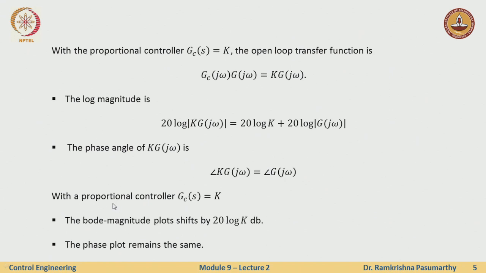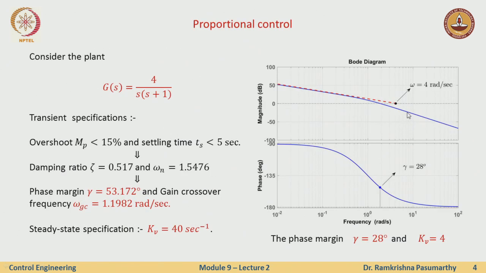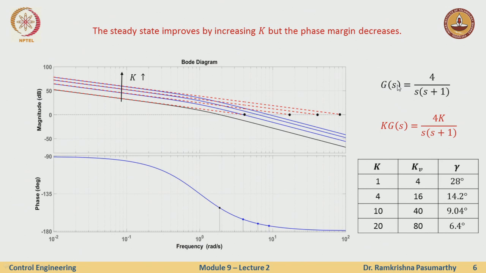So, with a proportional controller, the Bode magnitude plot shifts by this number 20 log k, the phase plot remains the same. Okay. But something strange happens here. Let us say I start with this plant and I just keep on increasing my gain to see what happens. I see that with the increase in gain, the magnitude plot shifts up. Okay. And when it shifts up, this frequency, which we call the gain crossover frequency, keeps on shifting to the right.